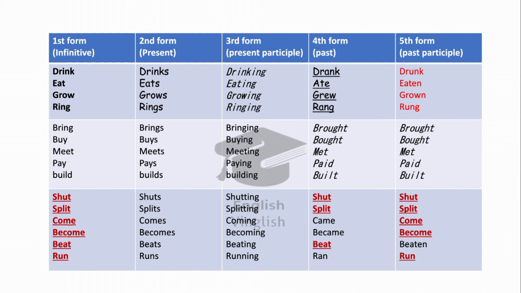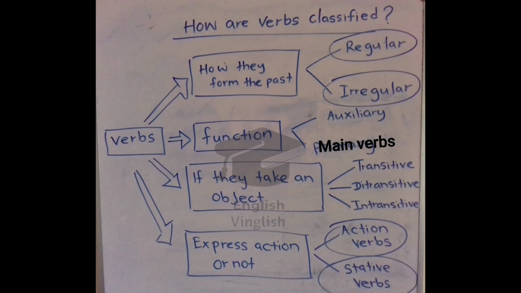Next one, beat, right? It is similar to the past formation. And the last one is run. It is similar to the past participle. So this is the way the verbs differ from one another. If you can learn these by heart, or keep these things in mind, you can do the verb formation questions very easily.